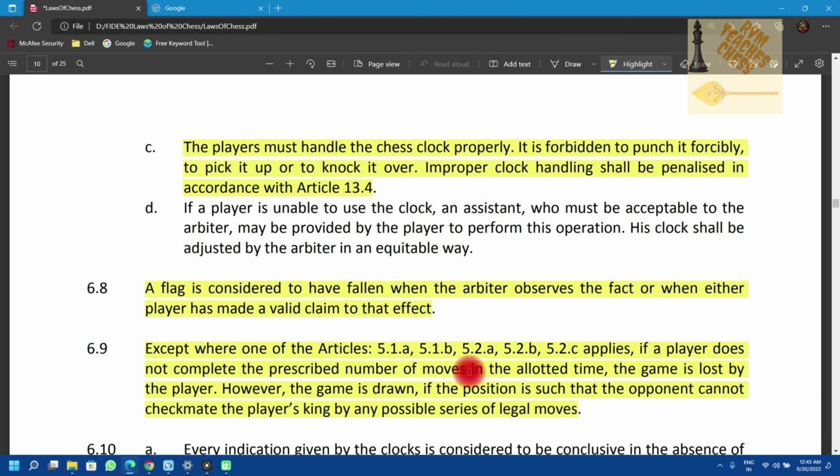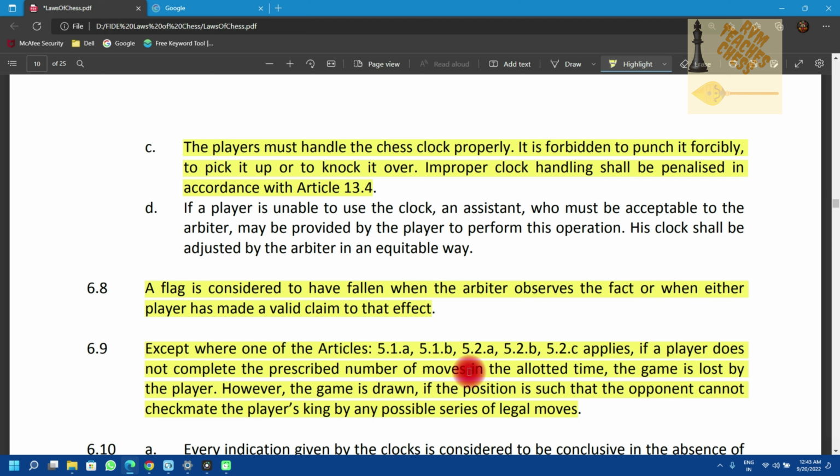The players must handle the chess clock properly. It is forbidden to punch it forcibly, to pick it up, or to knock it over. Improper clock handling shall be penalized in accordance with Article 13.4. So it means that when you're given a clock, it's your duty to handle it properly. Don't mess with the clock and spoil it or break it in any manner whatsoever.